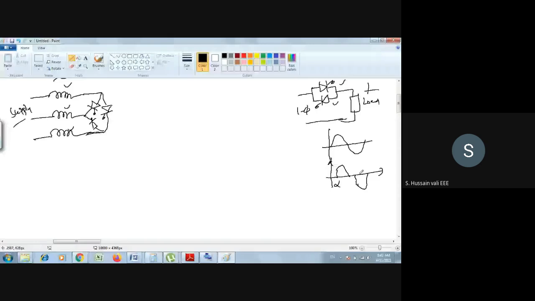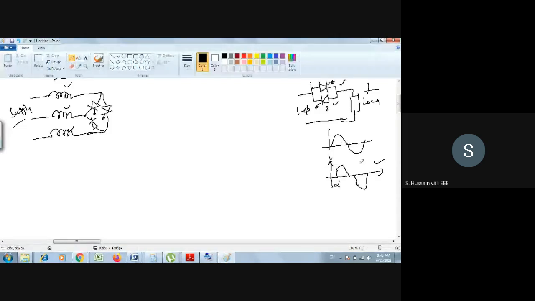Here the firing angle is alpha. So at this firing angle, this is thyristor 1, this is thyristor 2, so based upon that you got this kind of effect. Now, if alpha is more, then this part will shrink further. If alpha is 0, then it is the same as the input voltage. So this is the output voltage of your AC voltage controller.